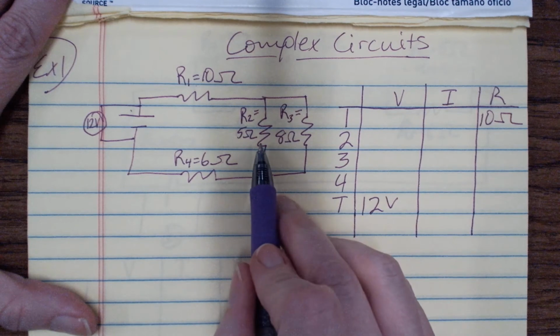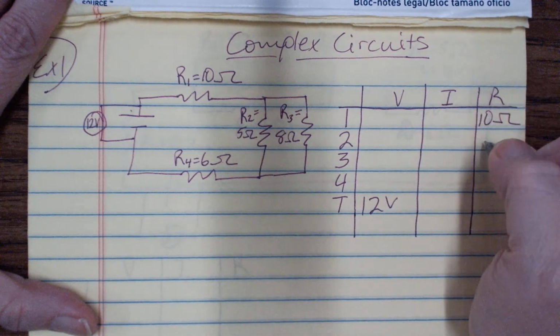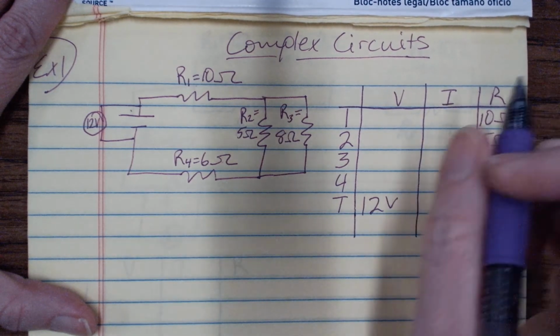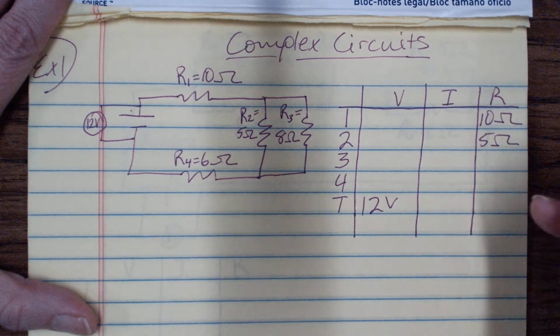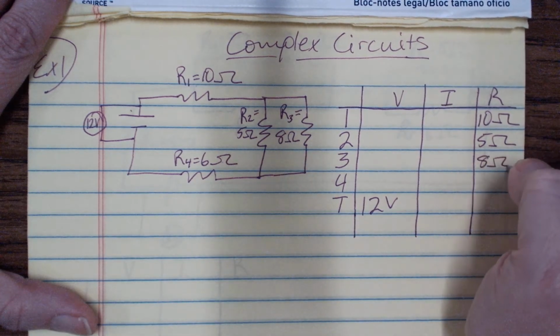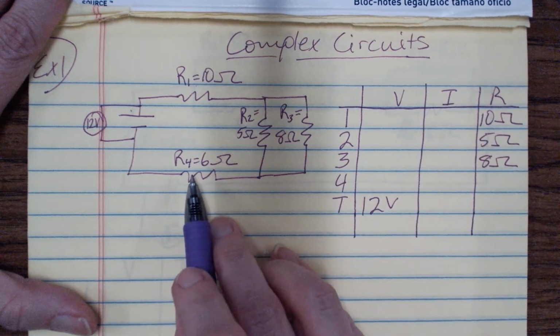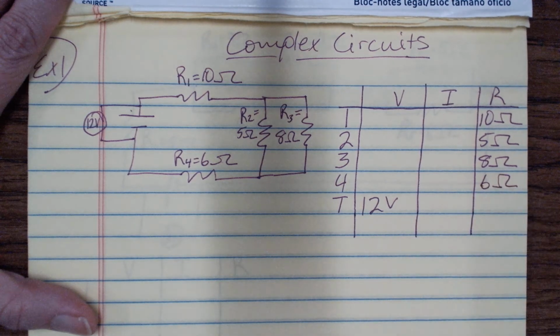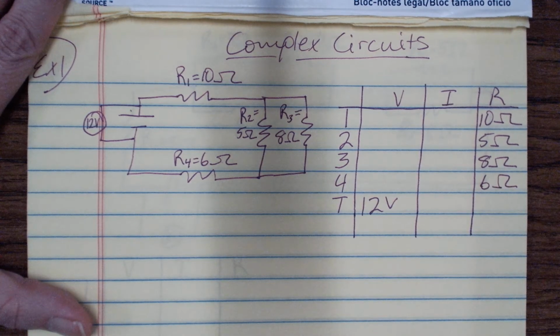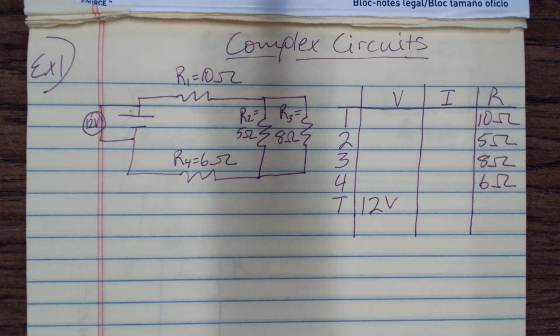Resistor number 2 is in parallel to the battery, and it is 5 ohms. Resistor number 3 is parallel to resistor number 2 and the battery, and it's 8 ohms. And resistor number 4 is in series with the battery, and it is 6 ohms. Okay, so there's a couple of ways to attack this. I'm going to show you two different ways.